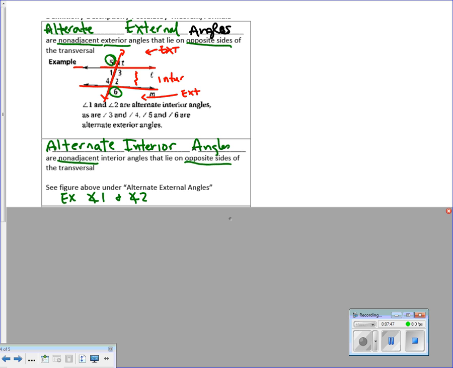Let me give you one angle, and you come up with the alternate exterior angle that goes with it, or alternate interior angle. So there's angle 4. Go ahead and write in what you think the alternate interior angle that pairs up with that one is. This is not hard stuff, right?